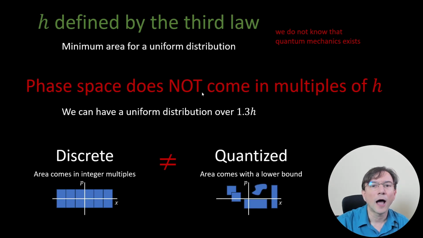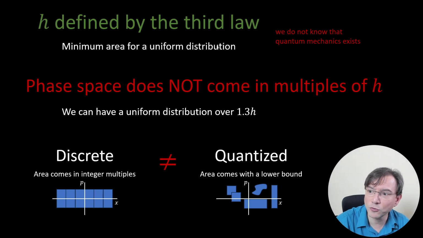And again, I want to stress that h here is not taken from quantum mechanics, because we don't know that quantum mechanics exists. It is defined by the third law, by the fact that we have a minimum of entropy. So we should really think of h coming from that. It's a thermodynamic quantity. In fact, the Planck constant h was introduced to fix problems in thermodynamics.